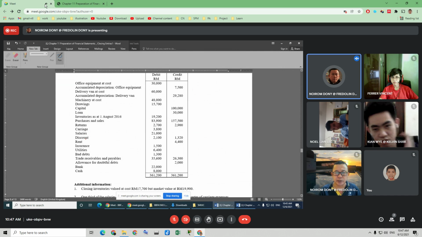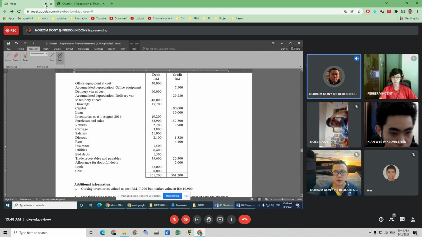So carriage, 3,008, can be inward and outward depending on the additional information. Salary, expenses, discount: we have two. One is received and one is allowed. So allowed is a debit expense, isn't it? Received is revenue, so on the credit side. Rental, okay, this is rent received because it is on the credit side. Insurance expenses, utility expenses, bad debts expenses, trade receivable is debit, trade payable is credit, allowance for doubtful debts. You understand? Trade receivable is an asset, so it's debit. Payable is a liability. Bank, cash is an asset.